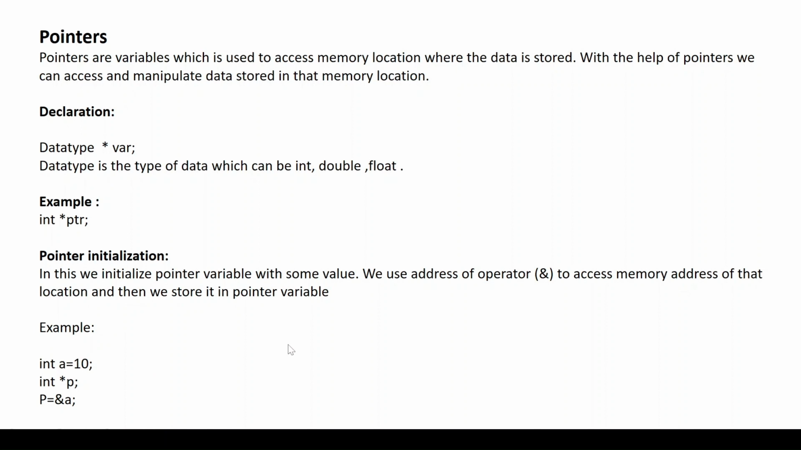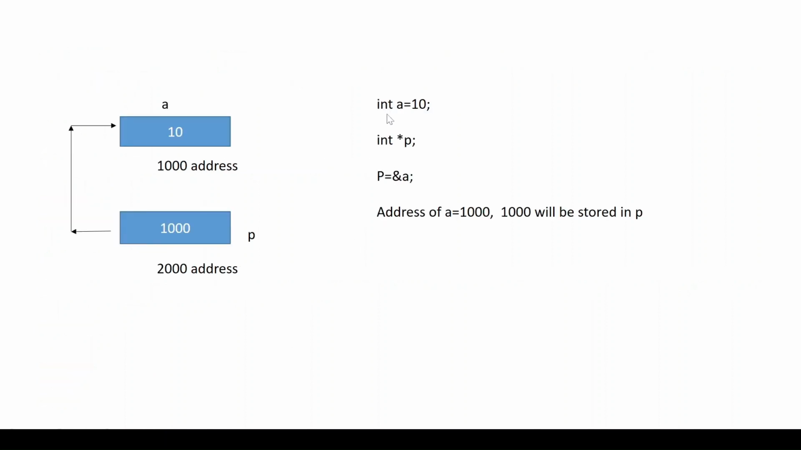Now we will see how it works diagrammatically. int a = 10. Whatever variable we declare is going to occupy some space and some location, or address, in memory. Here a is a variable of type int, and suppose it is stored at address 1000 in memory. Its value is 10 and it is stored at address 1000.